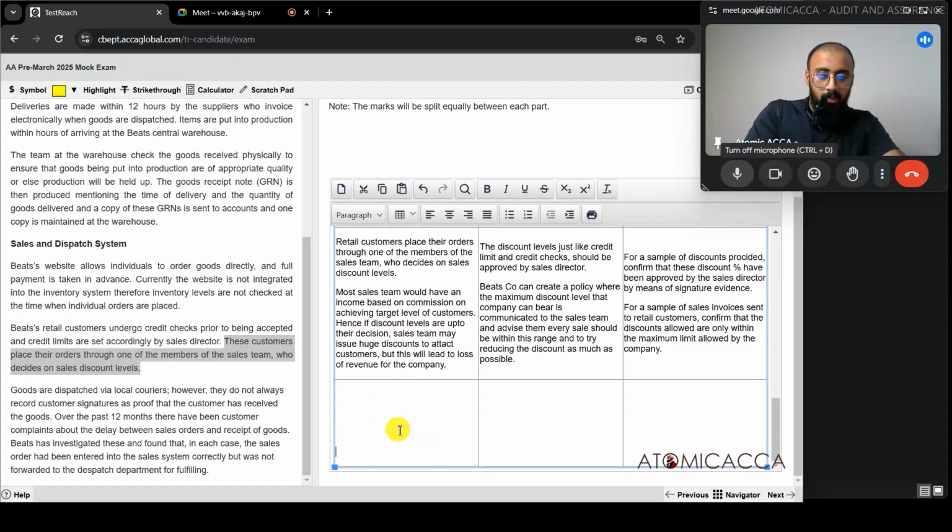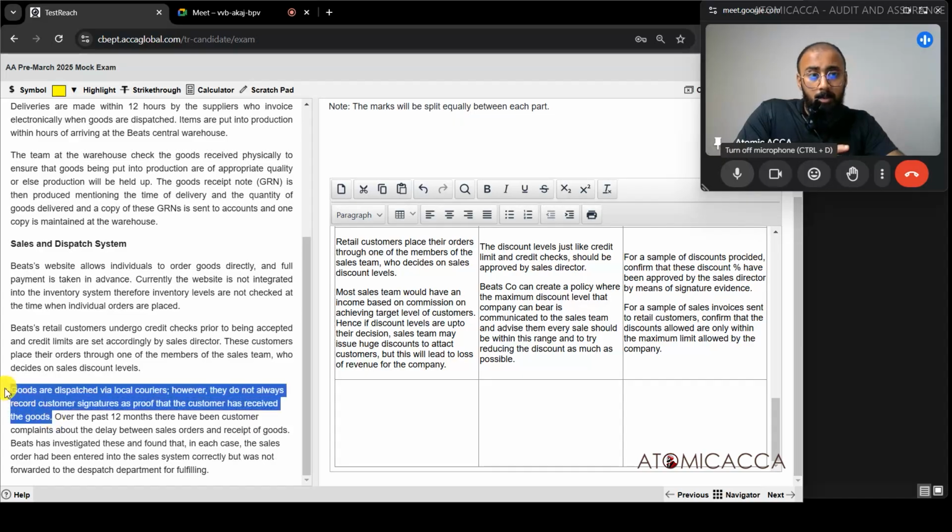So 4 down, we need one more to find out. Goods are dispatched through local couriers, however, they do not, negative word, do not record customer signatures as proof that the customer has received the goods. That means what would happen if they don't find a signature on that? There will be a chance that you're delivering it to the wrong person. That could be a problem. There are chances that you don't deliver it at all because you don't know which all sales have been completed, which all customers have got the product, so you don't know that.